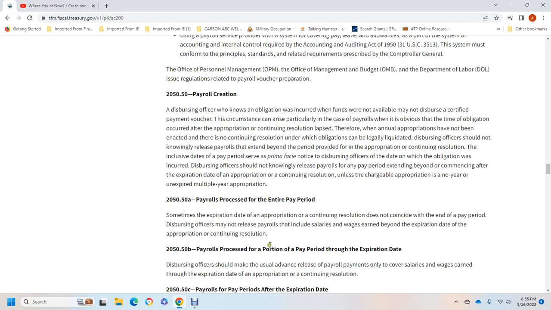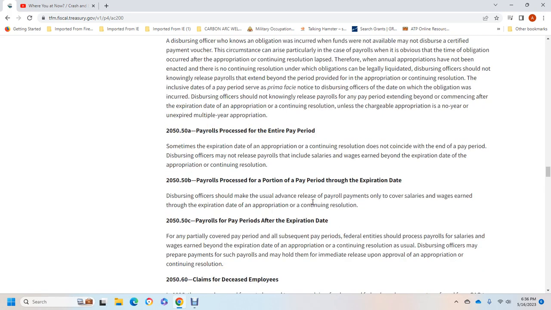2050-50B: For the payroll, proceed with a portion of the pay period through the expiration date. The disbursing officer is to make the usual advance for release of the payroll payment to cover only the salary and wages earned through the expiration date of the continuing resolution. 2050-50C: Payroll payments after the expiration date.